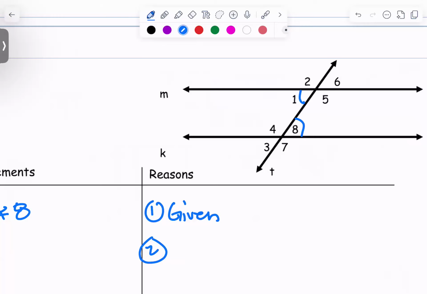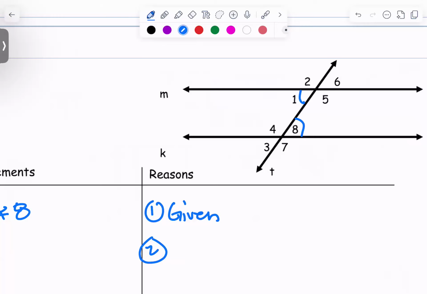Yes, they're alternate interior, but I don't know that they are congruent yet because line M and line K are not parallel. I don't know that they're parallel yet. Yes, I know that the lines are parallel, right?